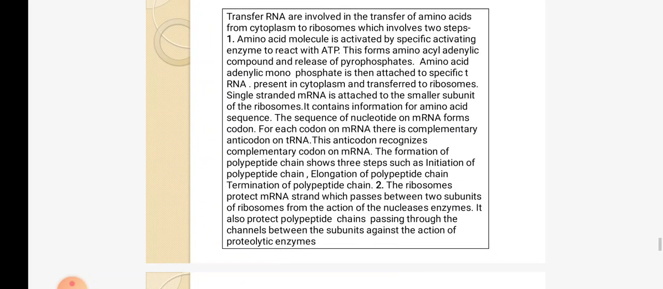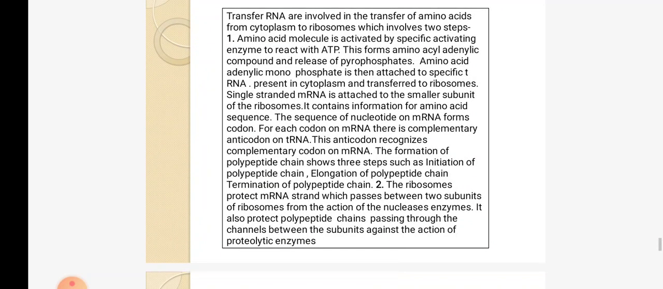Single-stranded mRNA is attached to the smaller subunit of ribosomes. It contains information on the amino acid sequence. The sequence of nucleotides on mRNA forms codons. For each codon on mRNA, there is a complementary anticodon on transfer RNA. This anticodon recognizes the complementary codon on messenger RNA.